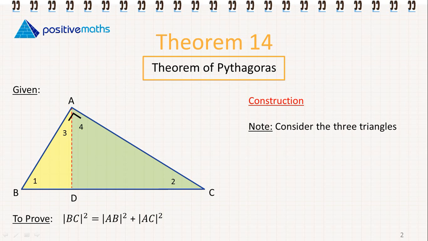So we want to consider these three triangles. We have our first triangle ABC. Now we have our smaller triangle ABD. And we have the triangle ADC. We're going to notice that because AD is perpendicular to BC, we now have three right angled triangles.